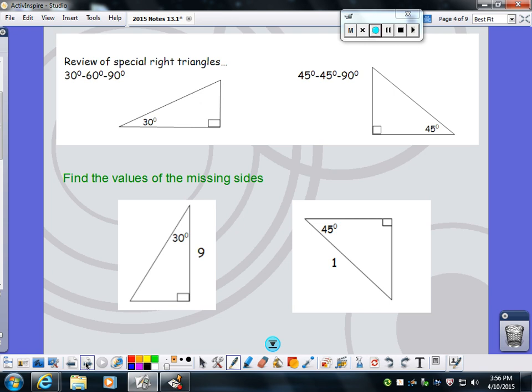So recall that in a special right triangle, the short leg is across from the smaller angle, our 30-degree angle. This is our 60-degree angle. That's the side to know. The short leg is the one you want. So I'm going to call that x. Well, to find the hypotenuse, we double our short leg, so that's 2x. And our long leg is x square root of 3.